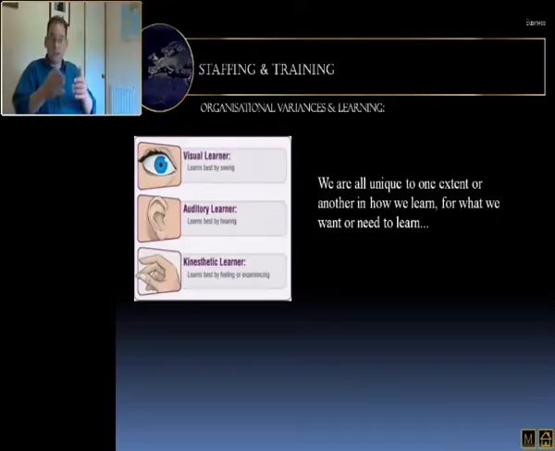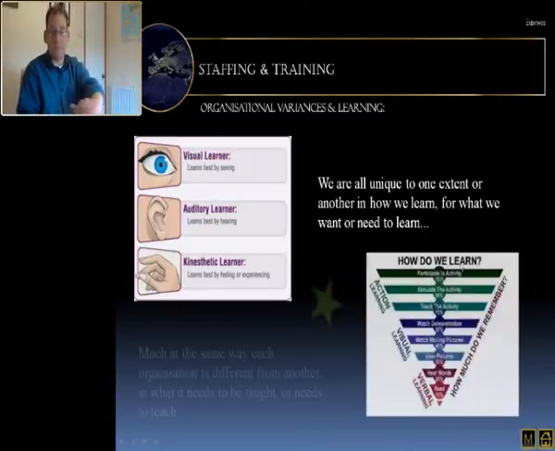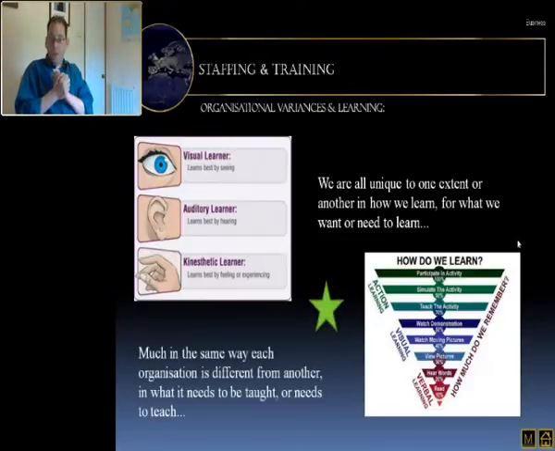But everybody's, as it says there, we're all unique to one extent or another in how we learn, for what we want or need to learn. Alright. Next one. Much in the same way, each organisation is different from another in what it needs to be taught or needs to teach. It's finding the best ways of delivering that training, that message, that instruction on how to do the job.